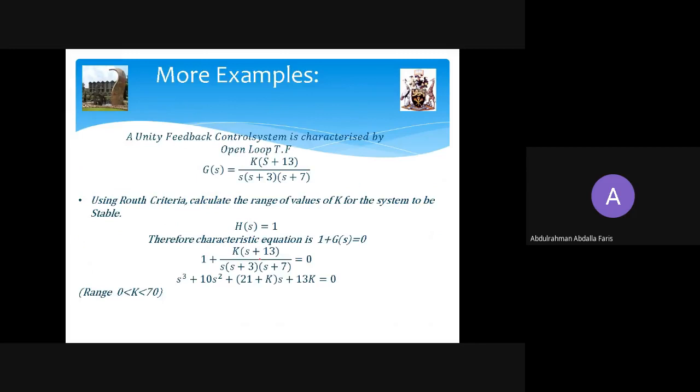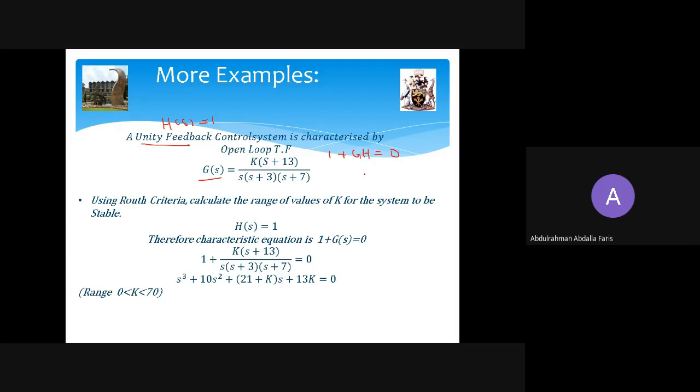So more examples. You are told that a unity feedback control system is shown by an open loop transfer function. Unity means H(s) equals 1. So the characteristic equation of this is what? 1 plus G H is equal to 0.